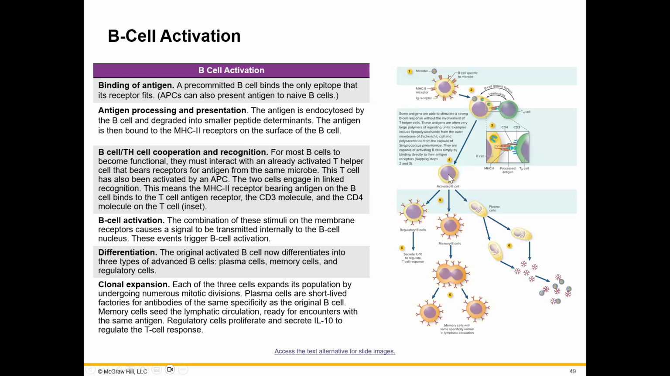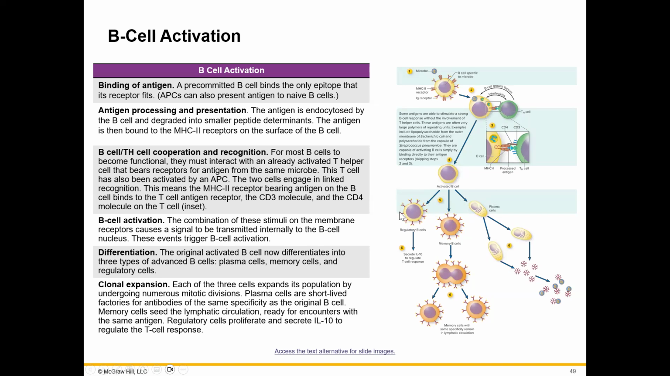So in B cell activation, you have a combination of stimuli on the membrane receptors that cause a signal to be transmitted internally to the B cell nucleus, and the B cell gets activated. Now, once it's activated, it gets differentiated into 3 different kinds of advanced B cells. These could be your plasma cells, your memory cells, or your regulatory cells.